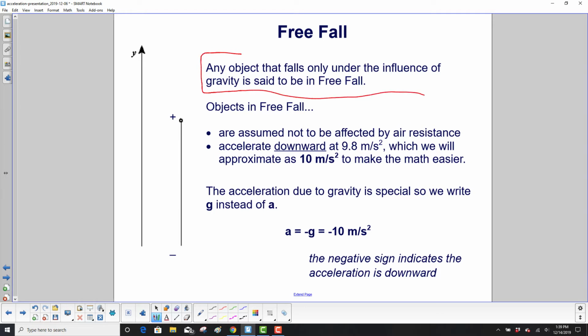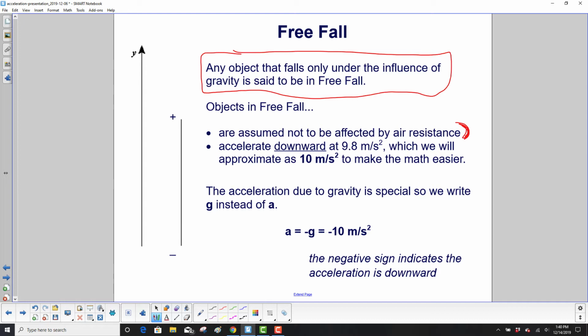Here's our definition of free fall. Any object that falls only under the influence of gravity is said to be in free fall. Now, objects in free fall are assumed not to be affected by air resistance. We'll do those type of problems when you get further on in physics, but for now, we'll assume no air resistance, which is why the Apollo 15 video was so cool, because there's no air on the moon.